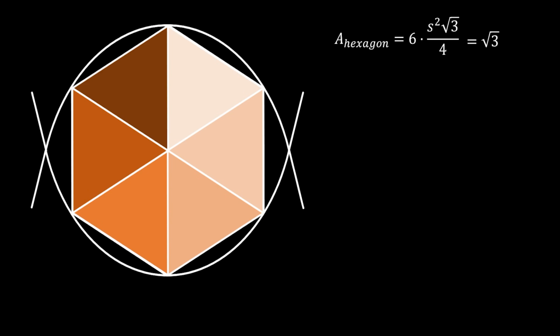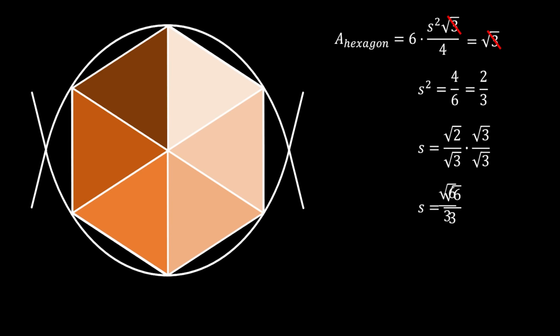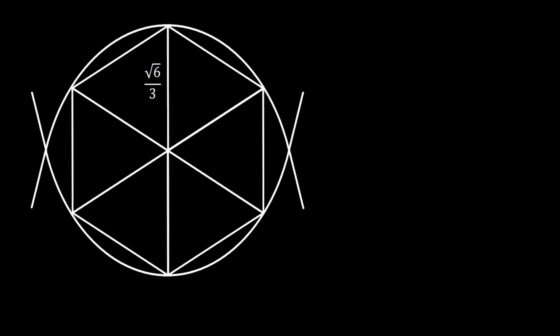So let's find the side of the hexagon by first simplifying the square root of 3, and we will get the following. This is of course 2 over 3, which means that the side is equal to square root of 2 over square root of 3. Of course, we can rationalize this and get that the side of our hexagon, and also at the same time the side of one of our equilateral triangles, is equal to square root of 6 over 3.